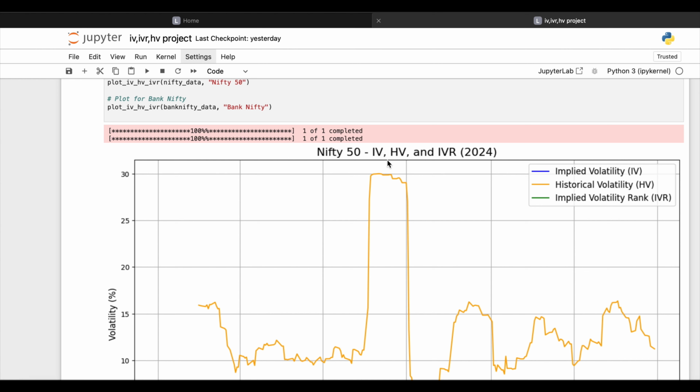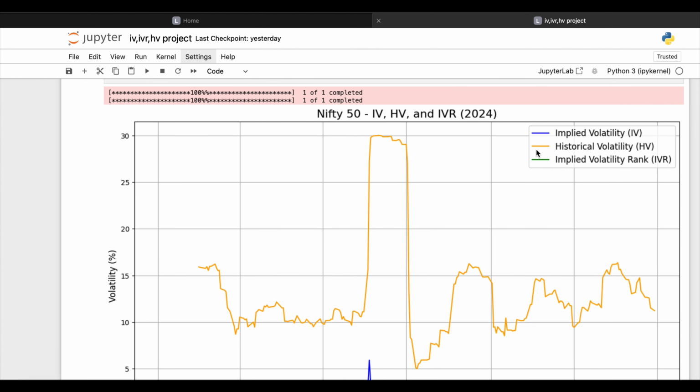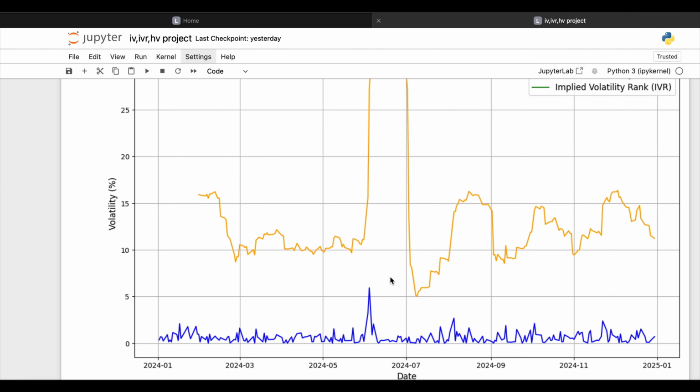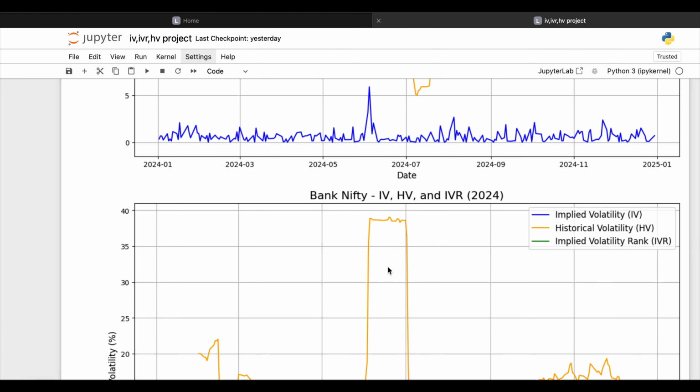See, this is the HV and IV for Nifty 50. This line is the historic HV, this blue line is IV, and the green line is IVR. Got it? And Bank Nifty, see.